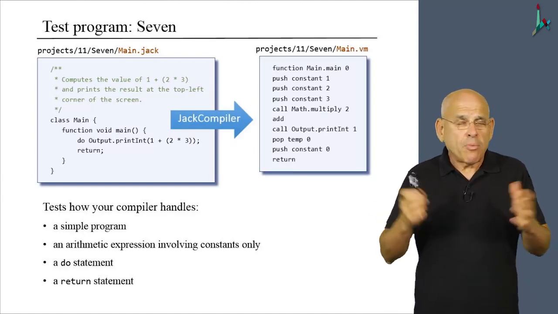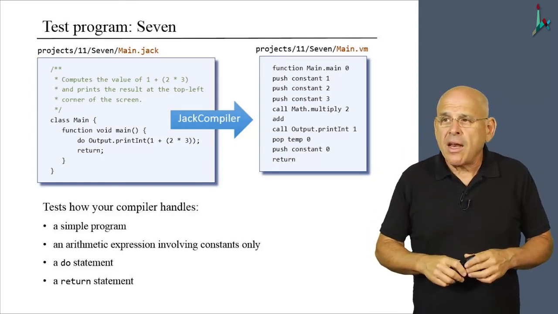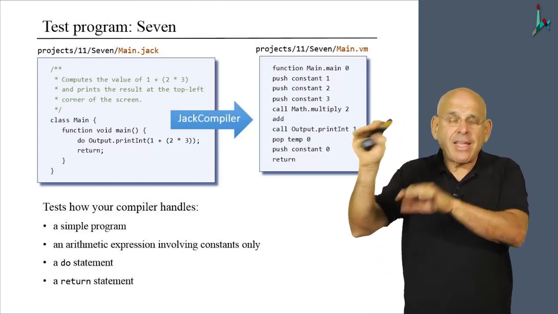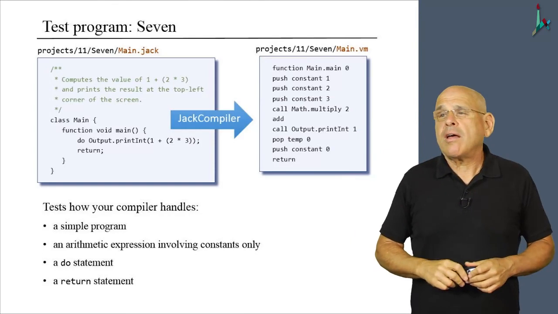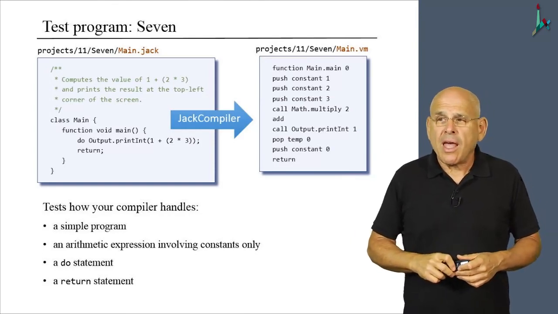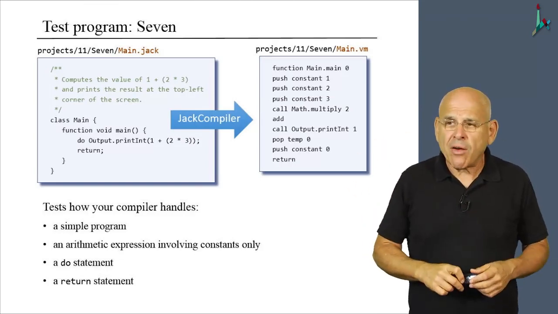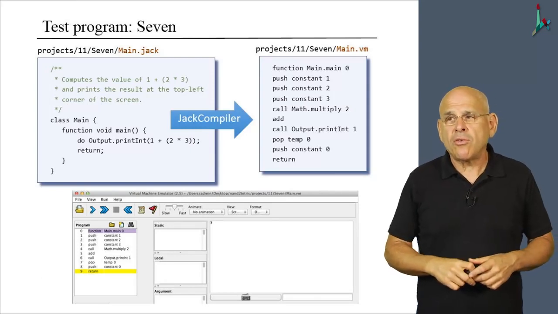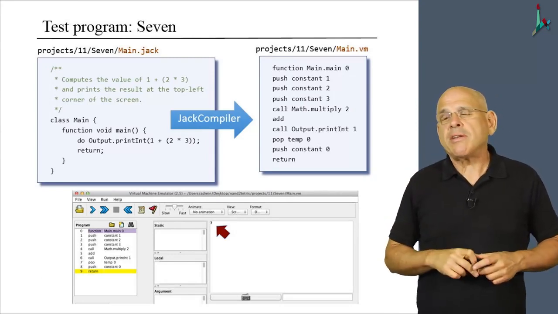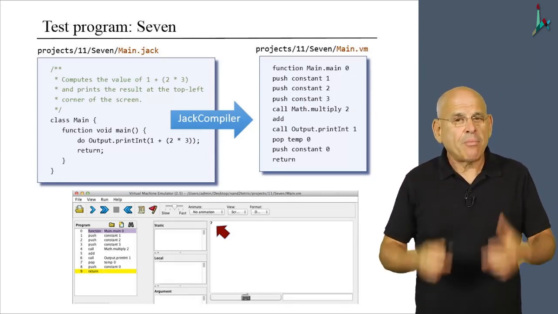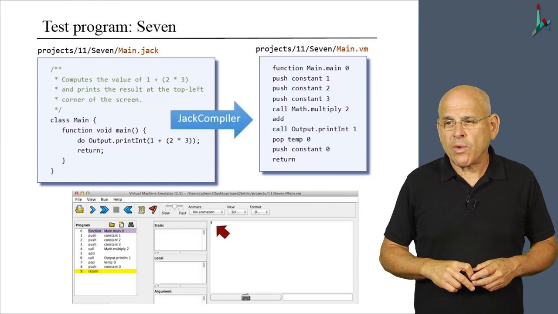Now, if things work properly, your compiler will generate something like this VM file here. It should not necessarily generate the exact VM file that you see here, because different compilers generate different target programs, and that's perfectly okay. But whatever program your compiler generated, you can then load it into the VM emulator, and when you run this program, you have to see the number 7 at the top left of the screen. If you see this number, you will know that your program is well behaving. Your compiler, I meant, is well behaving.